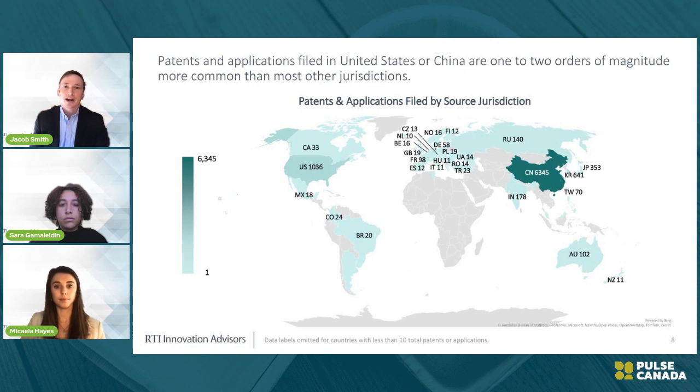And when you look at the geographical landscape of where this innovation is happening or where these patents are being filed, you'll see that the United States and China by far are leading the push on this front. So China with over half the total patents in the data set, and the United States with a little less than 10% of those total patents.